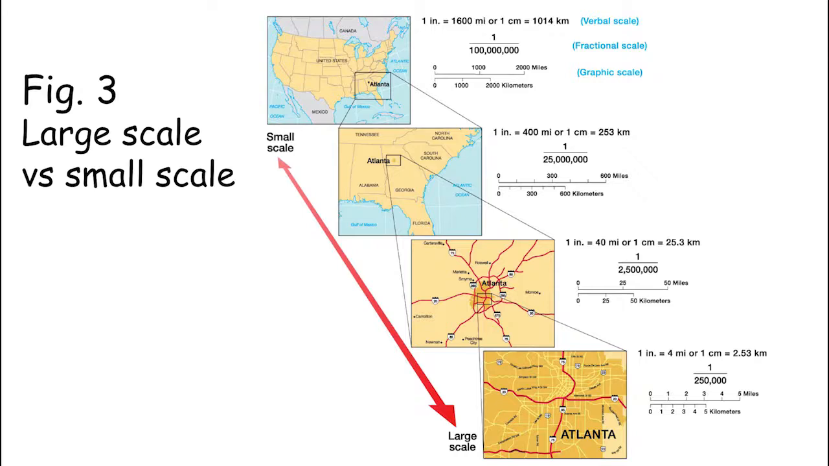So as a result, a large scale map shows a small area in a lot of details, whereas a small scale map, like the top map, shows a much bigger area in much less details. And again, it's really the opposite of how we use large scale and small scale in everyday life. But that's because it is based on the fraction.